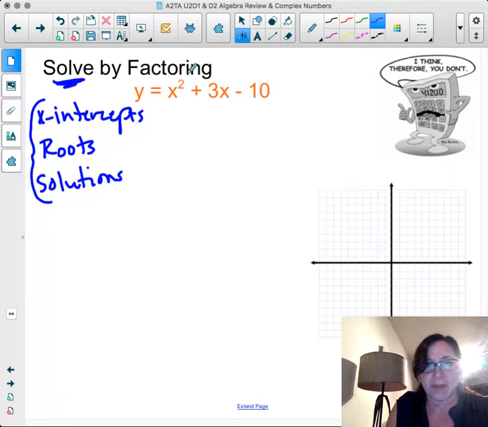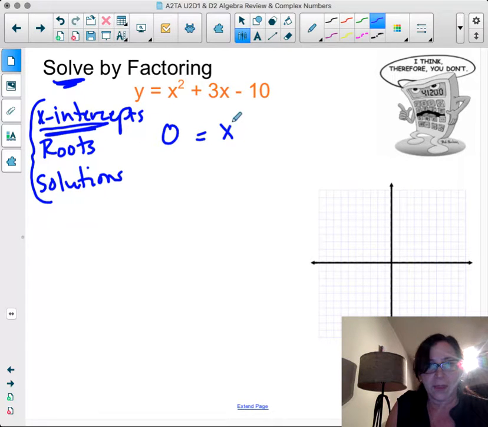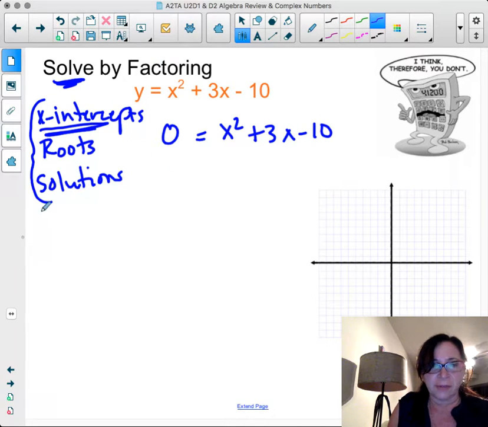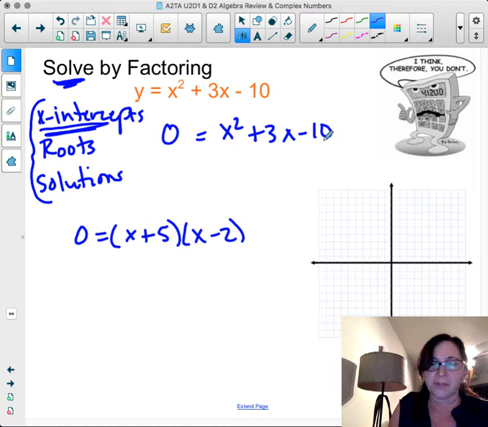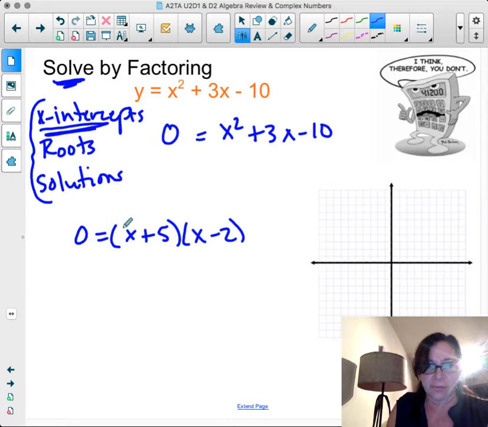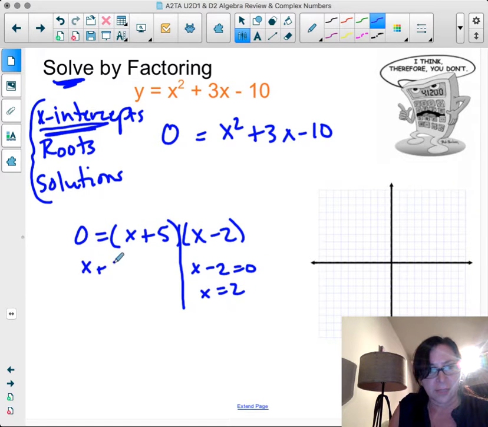Solving by factoring, if I'm actually asking you for the x-intercepts, you have to set y equal to 0. So now we have x squared plus 3x minus 10. It tells me to solve by factoring, so that's going to become x plus 5 and x minus 2. What multiplies to be negative 10 but adds up to be 3? That would be 5x and negative 2x. We're going to split this up. x minus 2 is equal to 0, so x equals 2. We have x plus 5 equals 0, x equals negative 5. My solutions are negative 5 and 2.